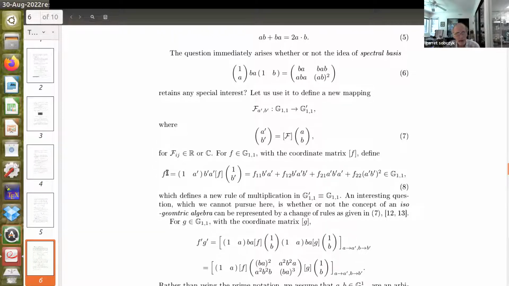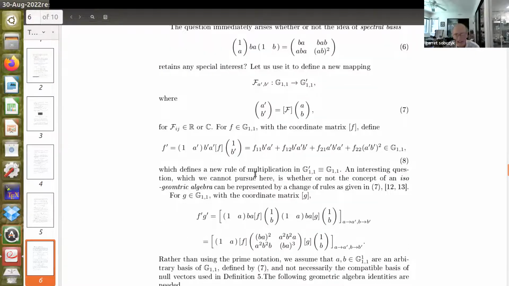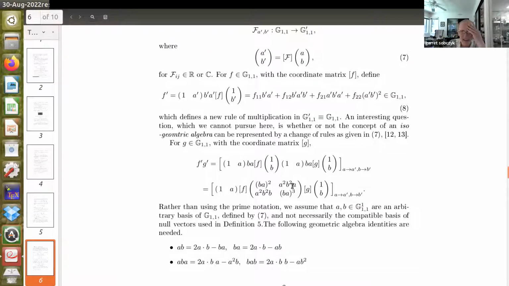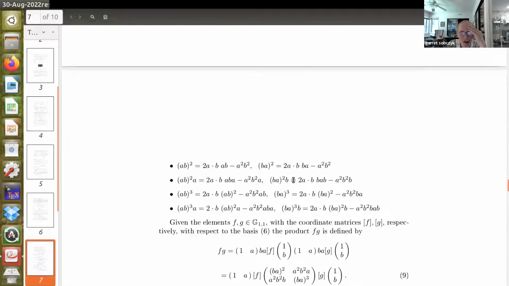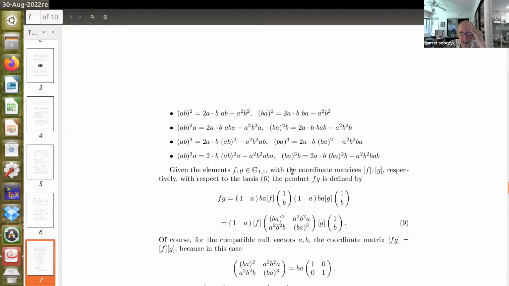So F prime is using all the primes. I want to drop the primes because it just becomes too cumbersome, so I'm thinking about A and B as being elements, vectors, in the Clifford algebra G11 now. So I've changed the notation. But now I have the more complicated expressions here, which involve many higher order identities in the Clifford algebra, which I've calculated here.